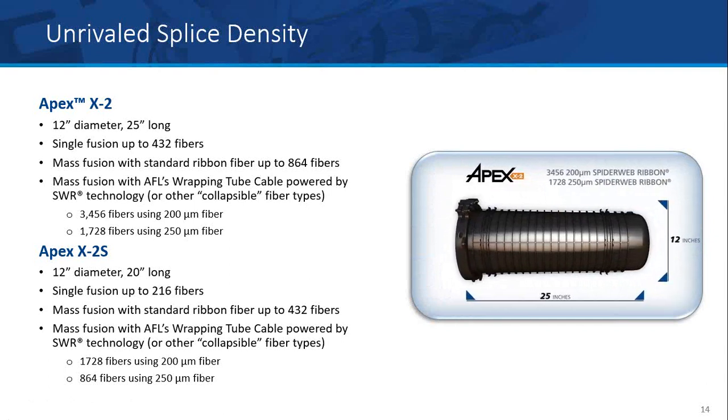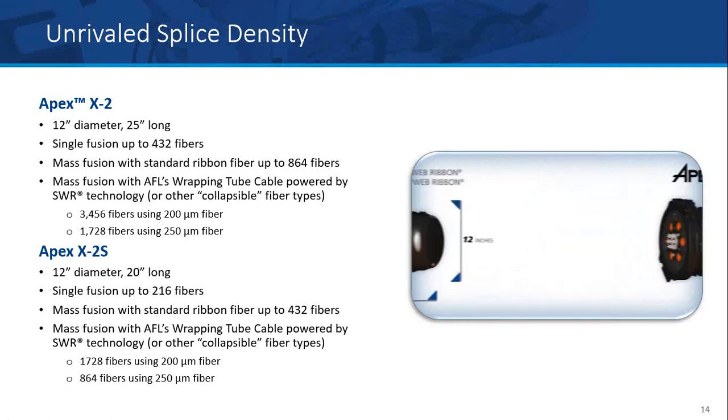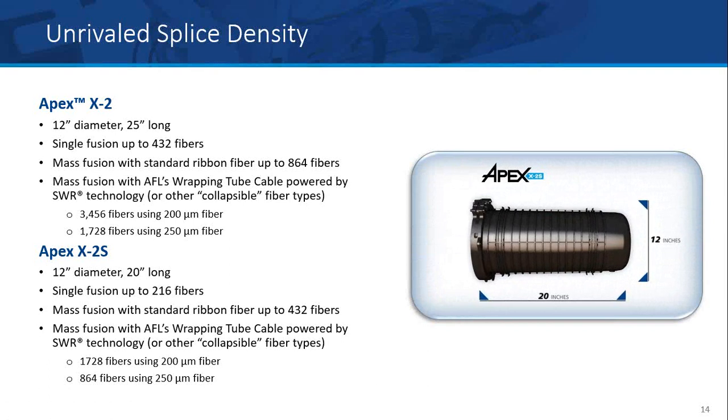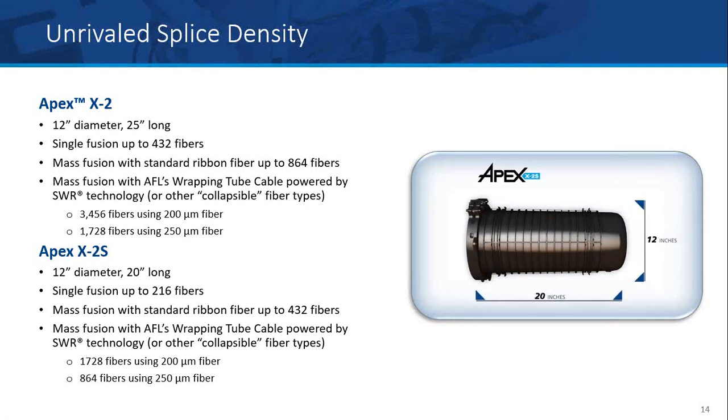And now with the X2S, we essentially took the same internals, the same base and ceiling and all that, and we just came up with shorter internals. So we want to start putting lower fiber counts. When I say low, that's relatively low. Smaller fiber counts in the X2, at least in the smaller form factor bolts or handholds. Then we go with the X2S, it's only 20 inches long, and then we essentially have our capacity. So it's half the size splice trays. So you're at 216 fibers single fusion, 432 mass fusion, and then going to the collapsible fiber types like AFL spiderweb ribbon, it's 1728 using 200 micron fiber or 864 using 250 micron fiber.